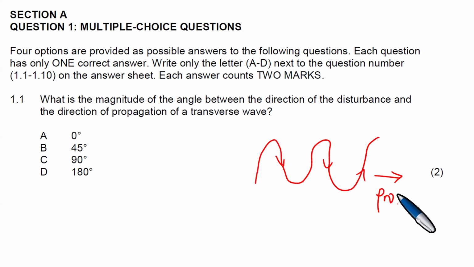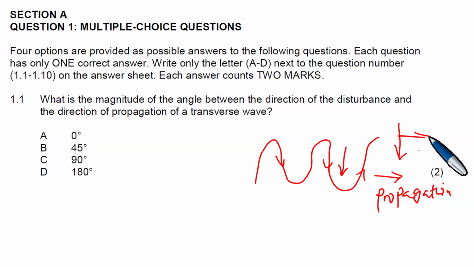Right, we agree that the propagation is towards the right, for example, here, and the disturbance here, you can see it's, for instance, going down. And so what is the angle there? If this is the disturbance going down, the direction of propagation is that way. What is the size of this angle here? Anyone home? 90 degrees. It is exactly 90 degrees. So we can see that the angle is 90 degrees there. And that is the actual angle between the direction of the disturbance and the direction of propagation of a transverse wave. Next question.